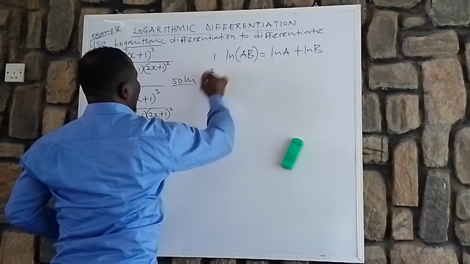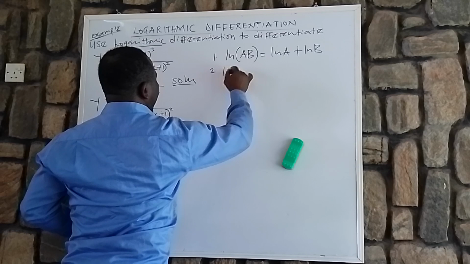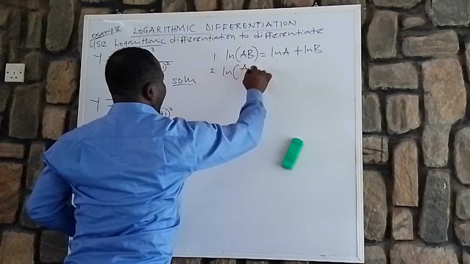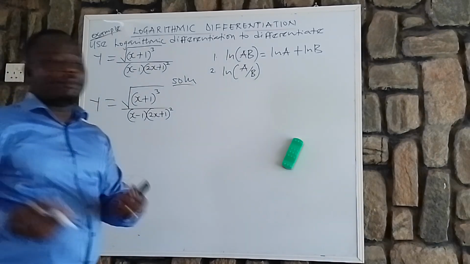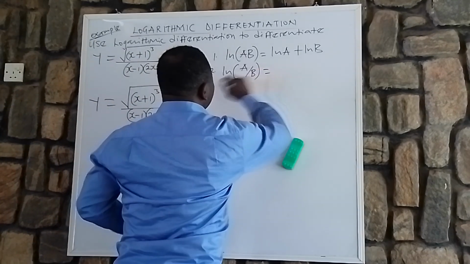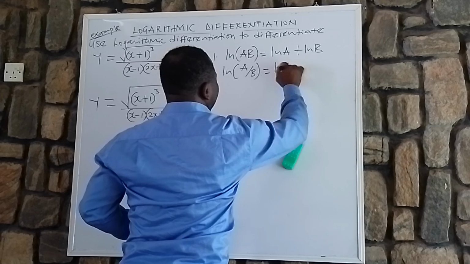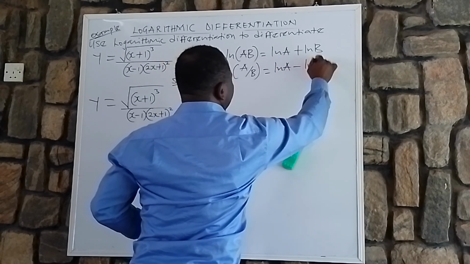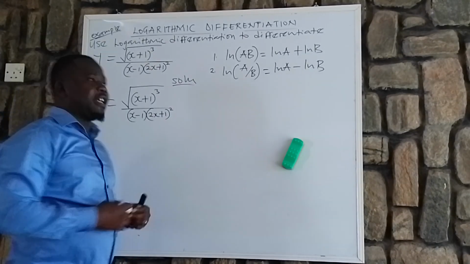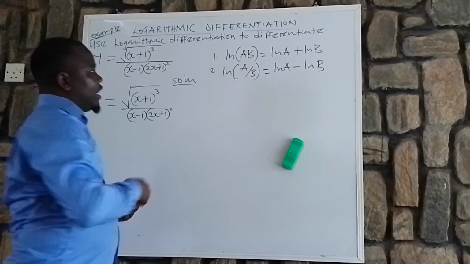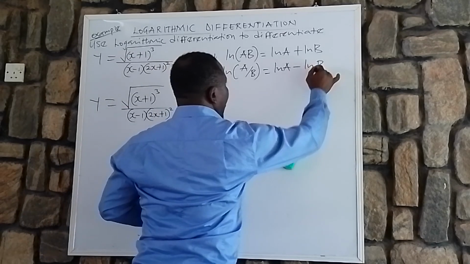Then 2. If we have ln of A over B, that is 2 functions dividing each other, this is the same thing as ln A minus ln B. So you express it this way so that it will be easier for you to differentiate any given function. Take note.